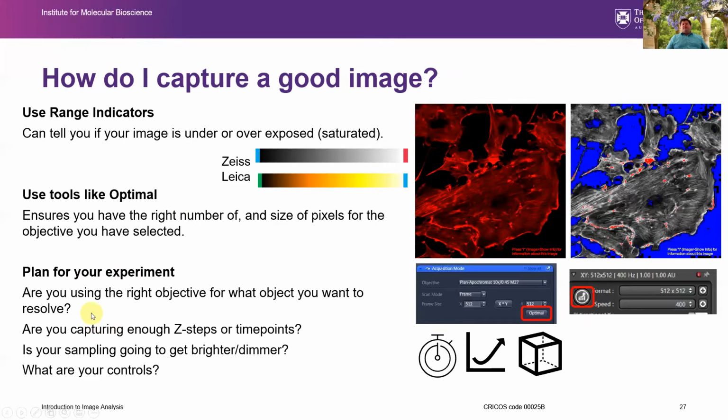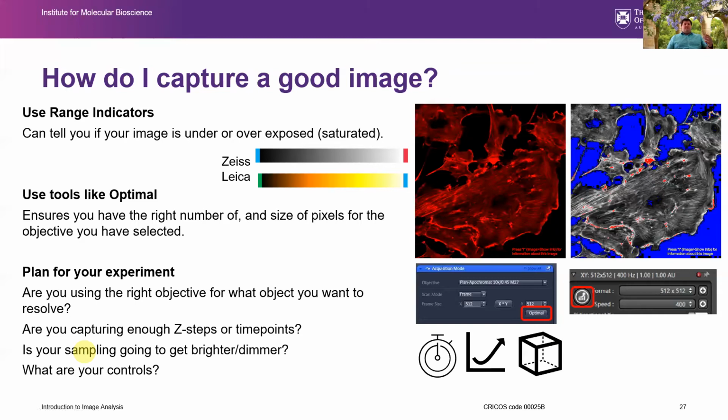And plan for your experiment. Talk to us before you capture 50 slides of data and it ends up being all junk if you've done the wrong thing and you can't do any quantification. So think about, are you using the right objective? Maybe the microscope doesn't have the perfect objective for you. So talk to us, because we have loan objectives that we can swap out and put on that are more specialist for different things. If you're capturing Z steps for a 3D data set, are you capturing enough Z steps?